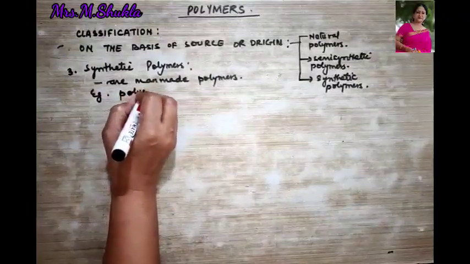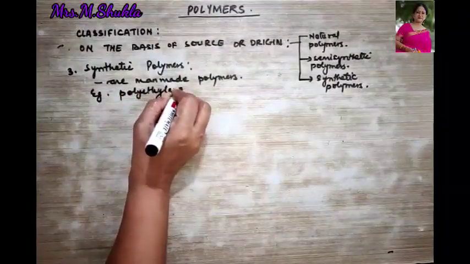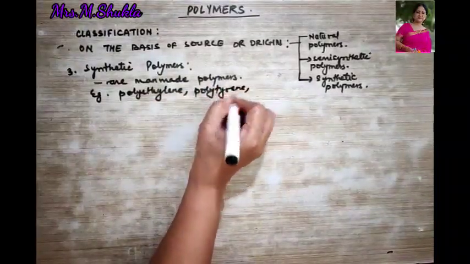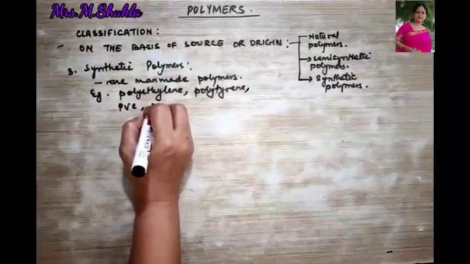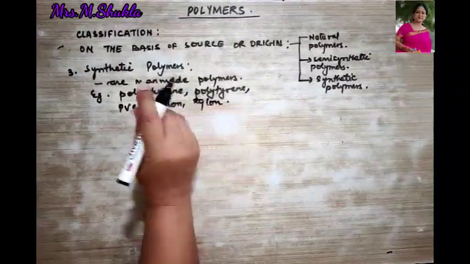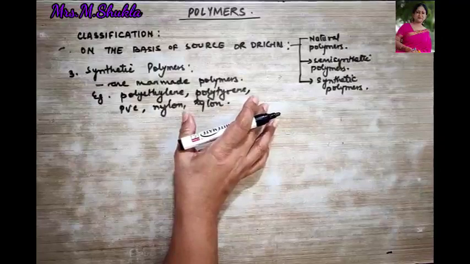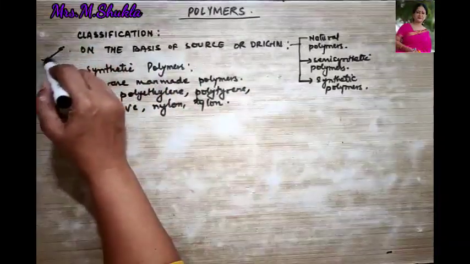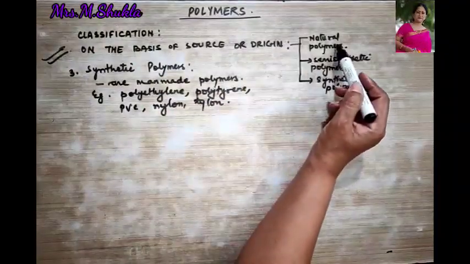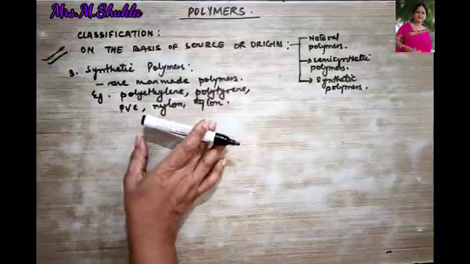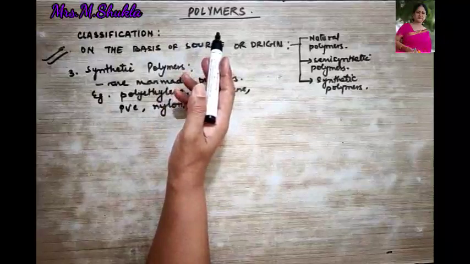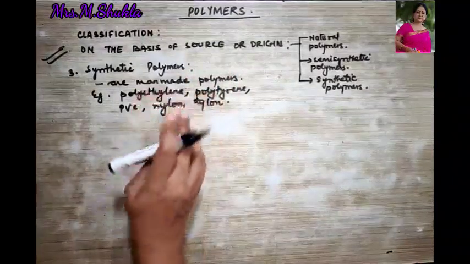Examples could be polyethylene or polystyrene, or even PVC or nylon or Teflon. All these are synthetic polymers. So our first kind is clear to all of you. On the basis of source or origin, they can be natural, semi-synthetic or synthetic polymers. Now we are going to move to another way of classifying polymers, that is on the basis of structure.